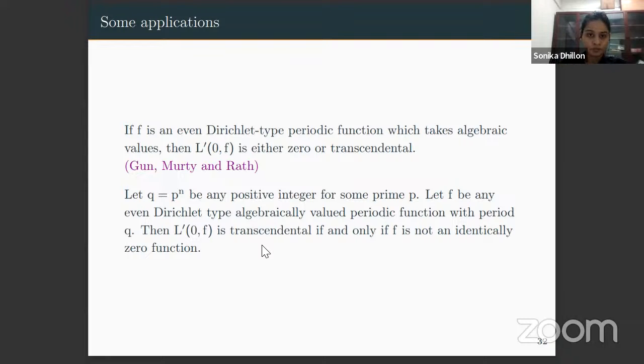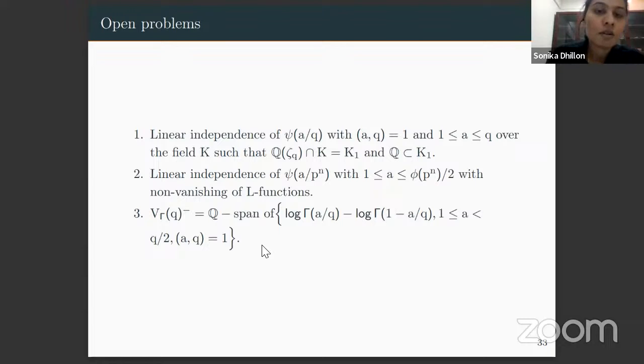So here, these are some of the open problems, like the ones I already discussed. For the digamma values, firstly, we have seen that if the intersection with the cyclotomic field is trivial, then the Baker-Birch-Wüstholz theorem says that this series will not be zero.